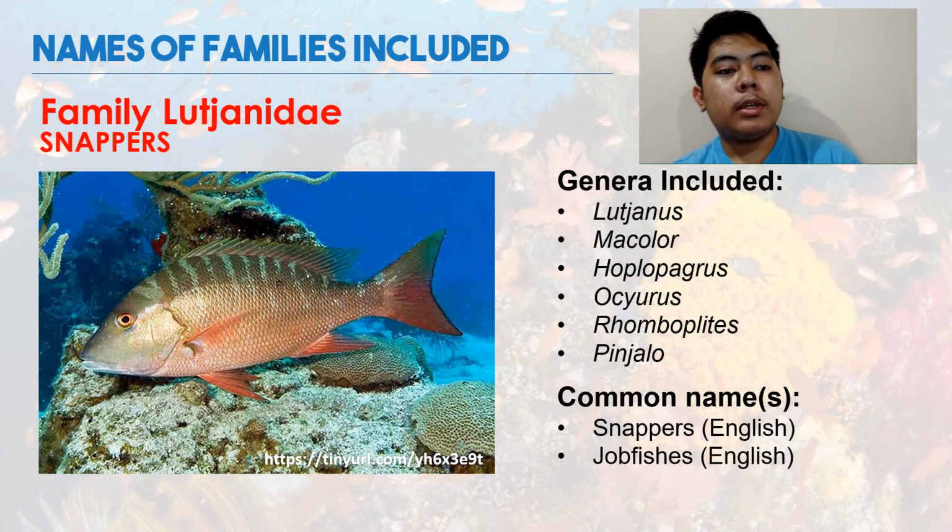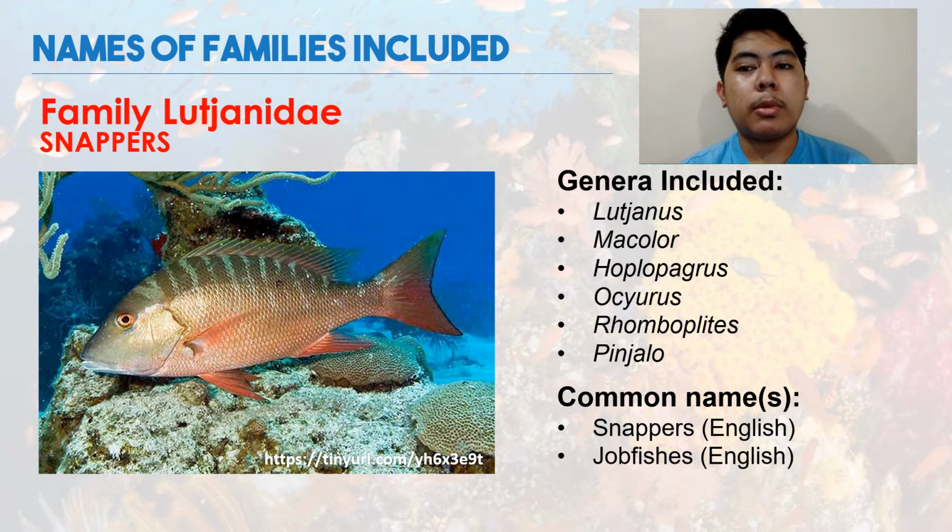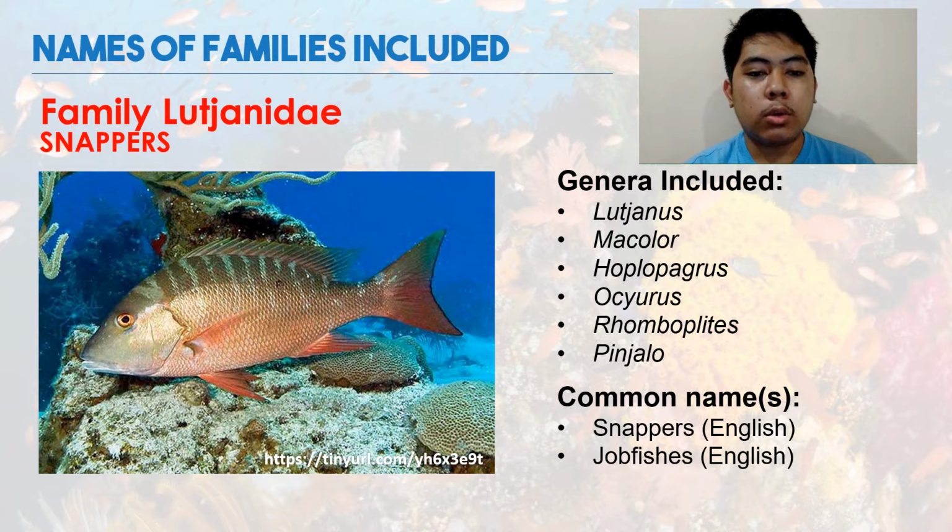The next family is family Lutjanidae of the snappers. The genera included in this family are Lutjanus, Macolor, Hoplopagrus, Etelis, Rhomboplites, and Pinjalo. The common names are snappers and jobfishes in English.